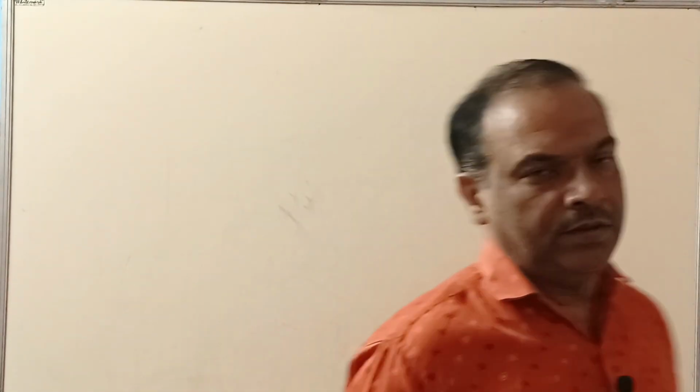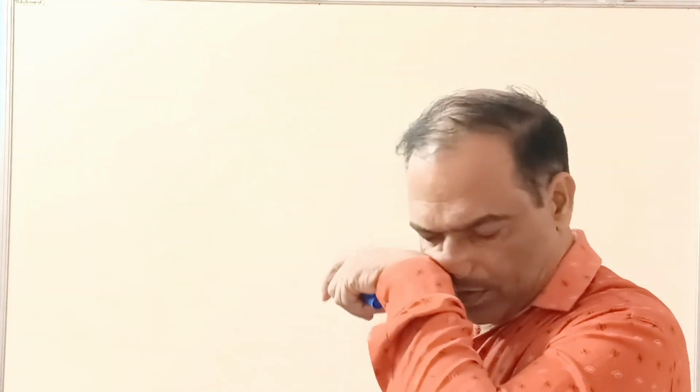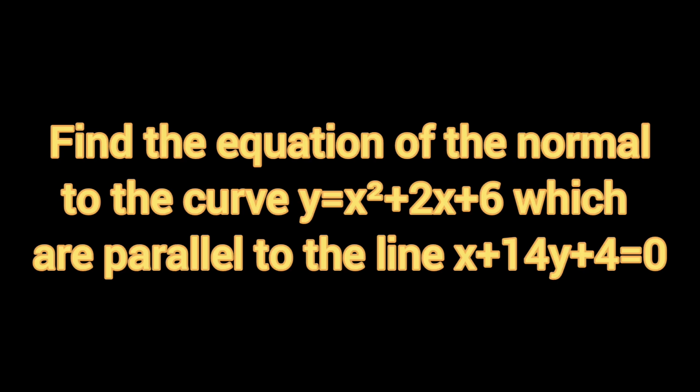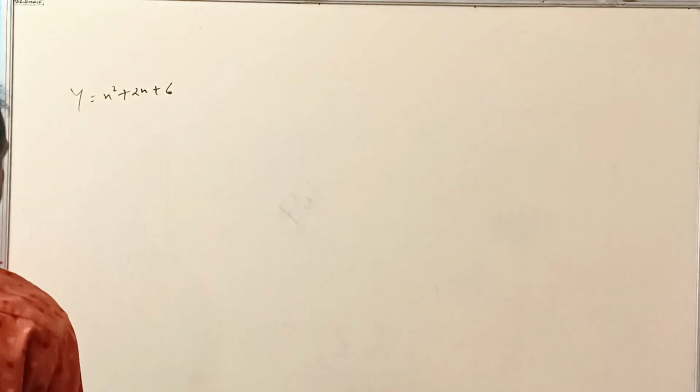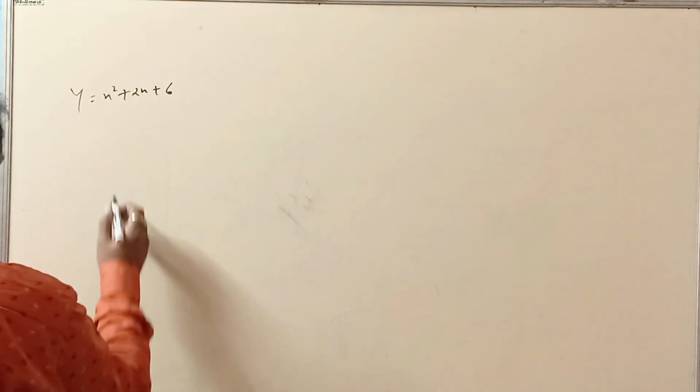Let's do one more question. The question is on normals and tangents. Now the question says that you are given an equation y equal to x square plus 2x plus 6. And one more thing is given to you. There is a line which is x plus 14y plus 4.